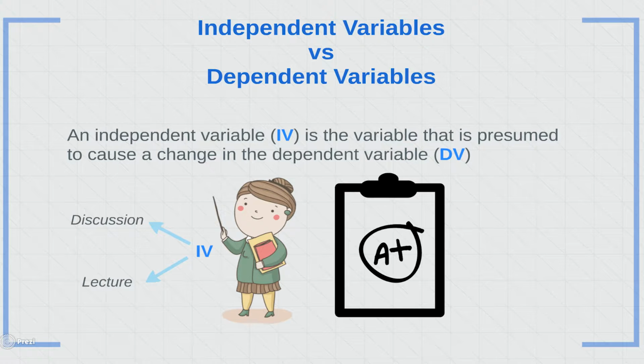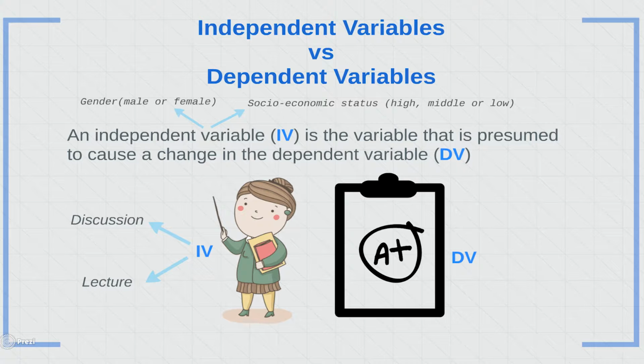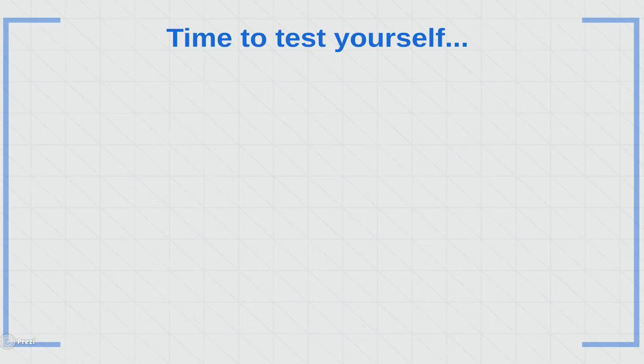Other examples of IV that can be manipulated are gender, male or female, and socio-economic status, high, middle or low. The DV, academic performance, is a score or outcome and cannot be manipulated. Other examples of DVs are IQ scores, attitude scores, and self-esteem scores.